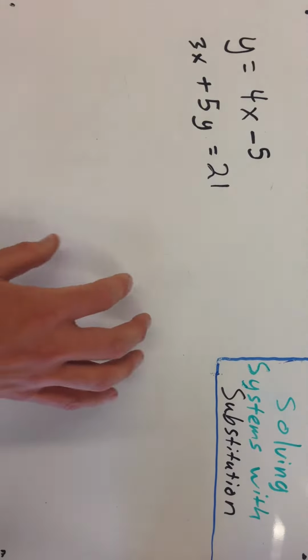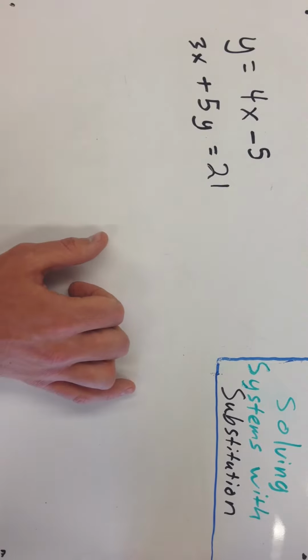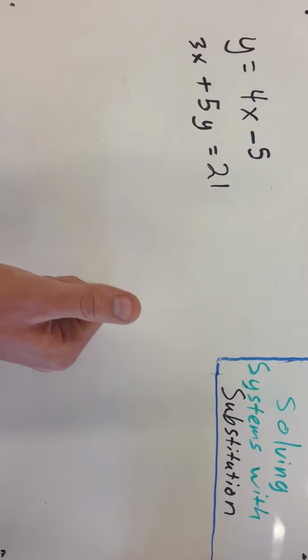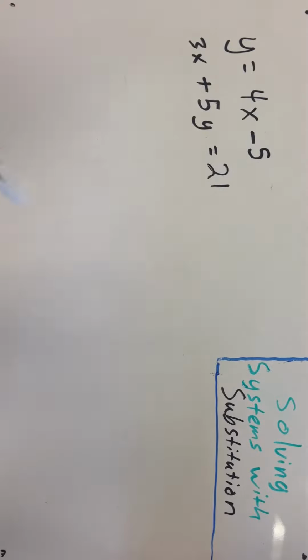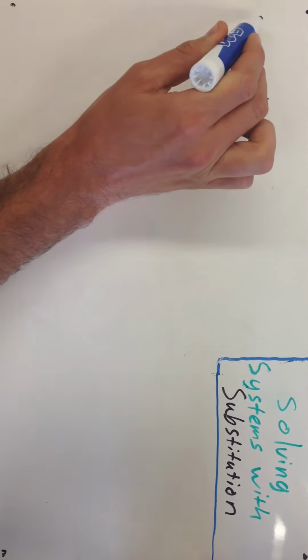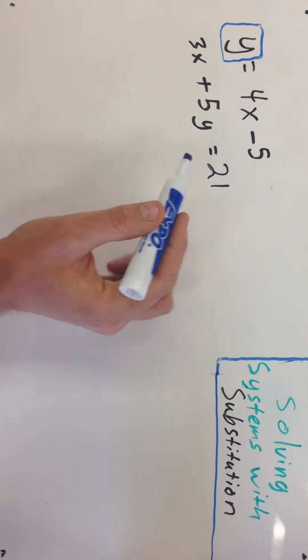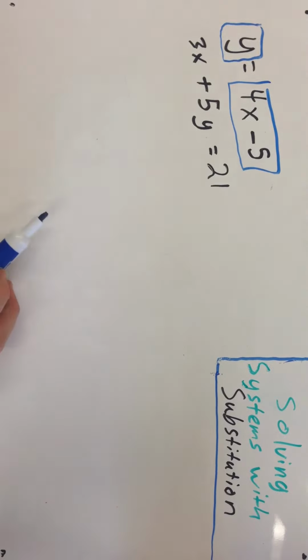So substitution is exactly that. When you think about what it means, you're going to be swapping, right? Like if you're playing in sports and they call for a substitution, one member of the team comes out, and another member of the team comes in. So we're swapping. What we're going to be swapping is we're going to take this idea that we know in this problem what y is. Y is just 4x minus 5.